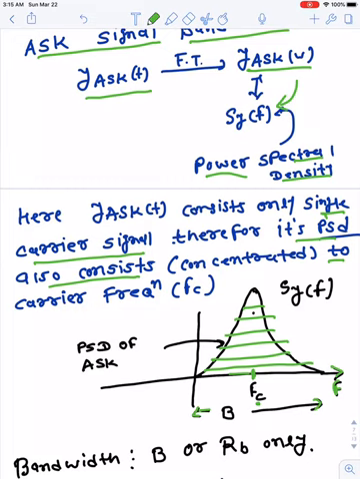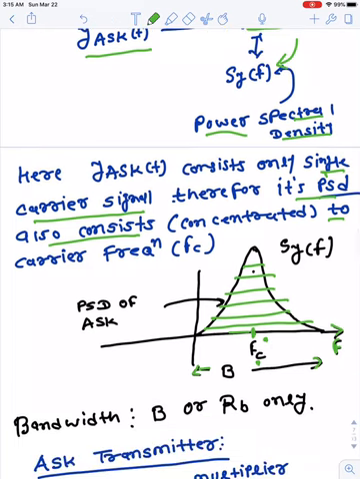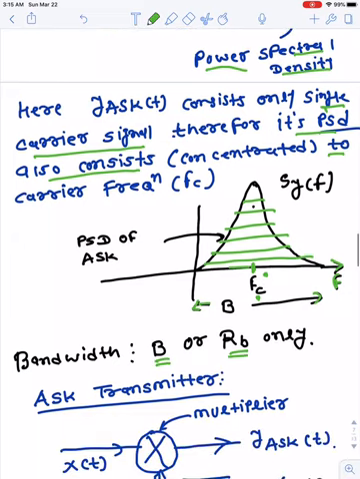And 0 is represented with 0. So if we take the power spectral density here, it is concentrated at the carrier signal frequency fc, and the bandwidth is small over here, that is simply Rb, or the minimum you can define as B.